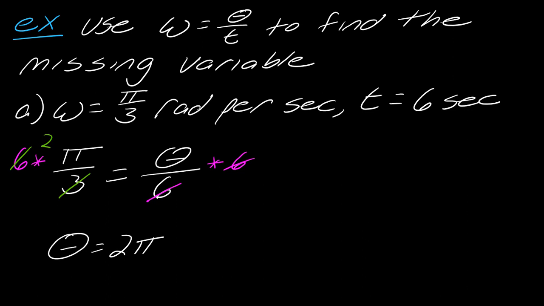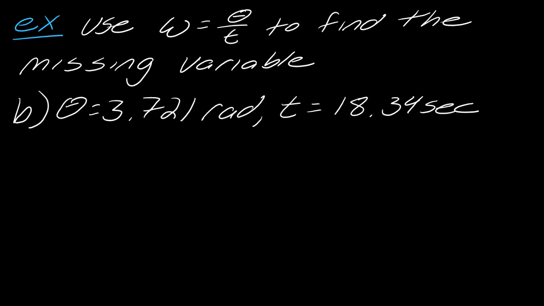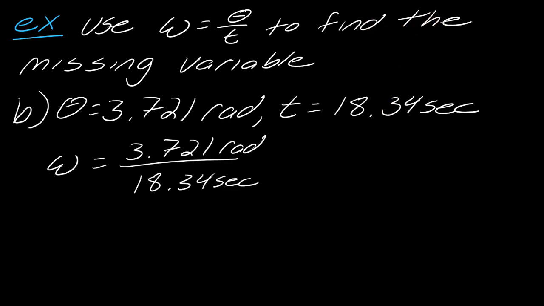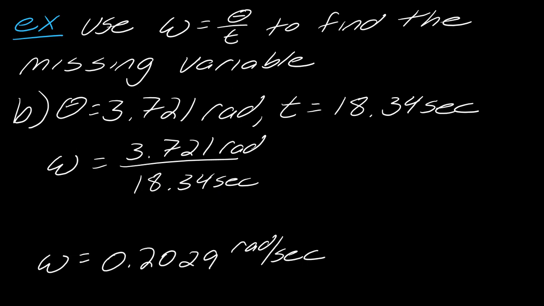Then, just to get a little more practice with this formula, if my theta is given and my t is given, in this case I can plug these straight into the formula. So I'll do 3.721 radians divided by 18.34 seconds. That gives me 0.2029 radians per second.